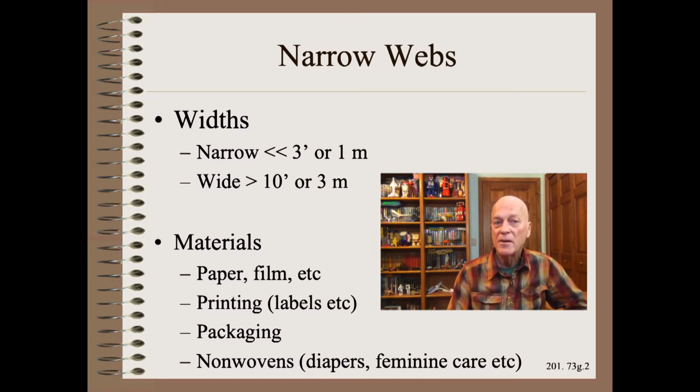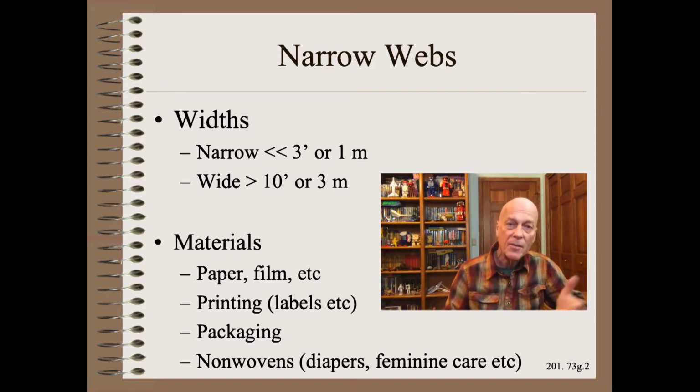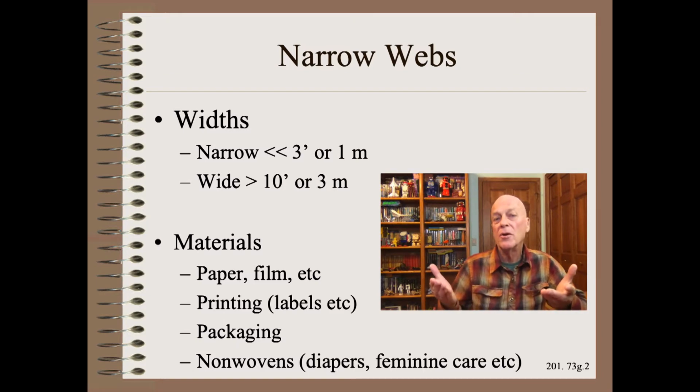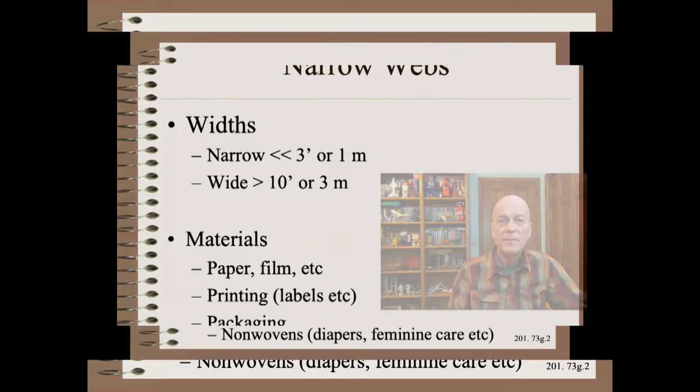Most raw materials for narrow webs are composites. Consider the simple label that may have a paper top, an adhesive, a silicone release, and a film liner. Among the more unique industry segments, we find packaging materials and nonwoven products, both often very complex constructions.